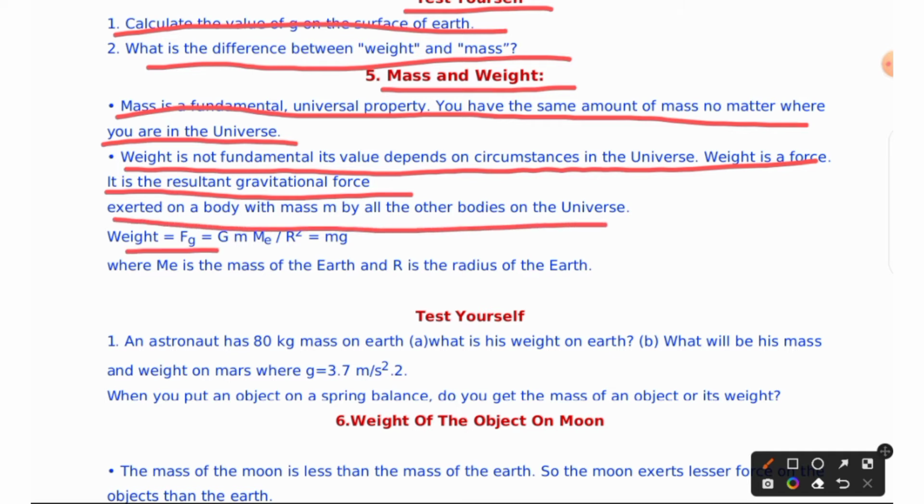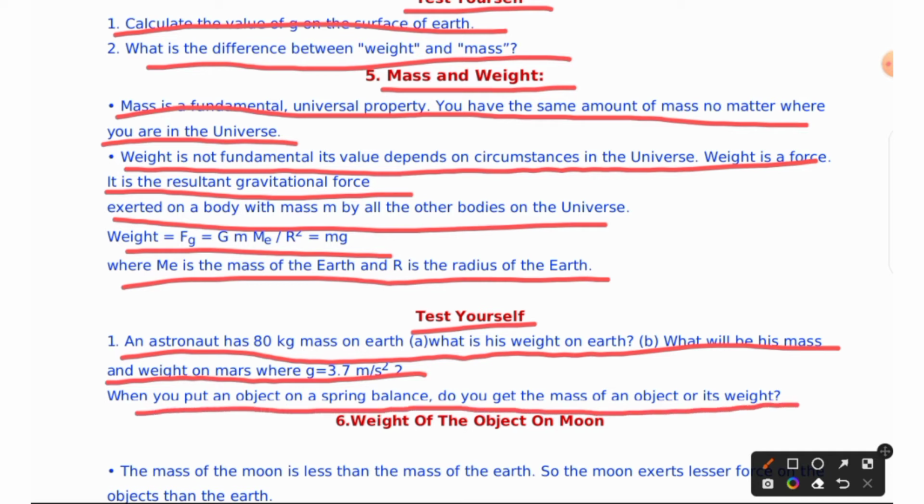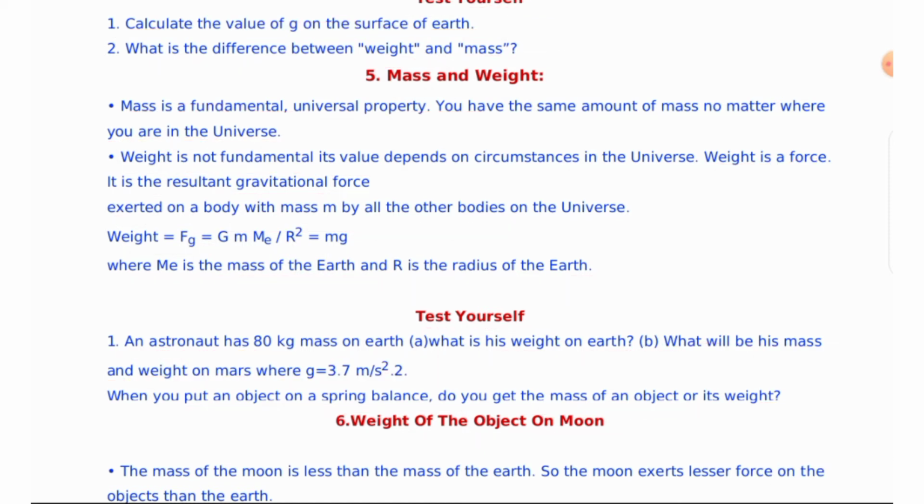An astronaut has 80 kilograms mass on Earth. A. What is his weight on Earth? B. What will be his mass and weight on Mars where g equals 3.7 meters per second squared? When you put an object on a spring balance, do you get the mass of an object or its weight? 6. Weight of the object on Moon.